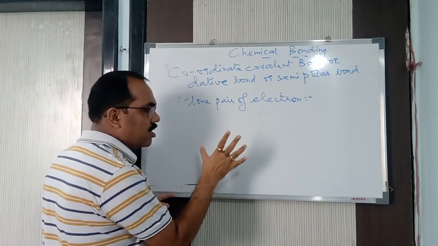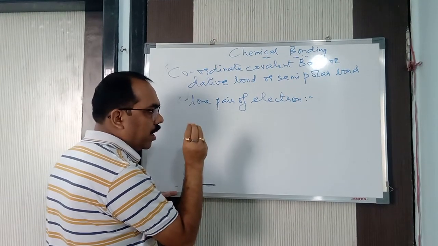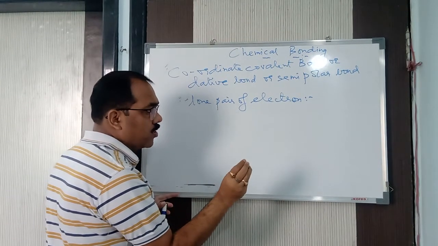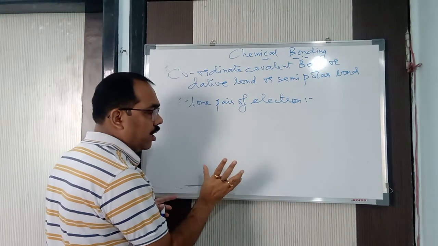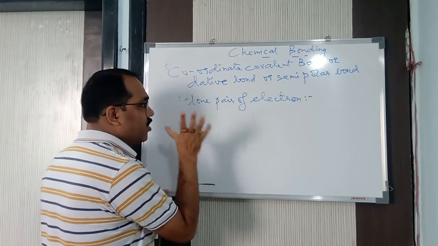Because when you draw the structure, you will find that many other atoms will have a pair of electrons which does not participate in bond formation. That is not called a lone pair. Only the central atom. I will draw it and show you which is the central atom. So first you understand it.